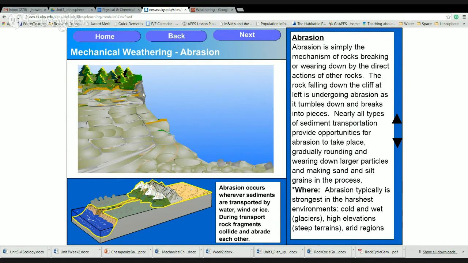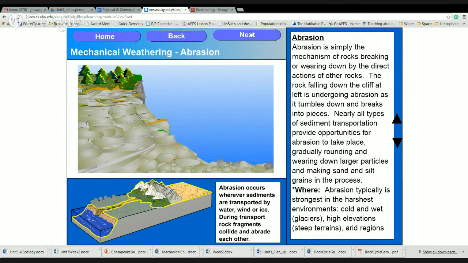So this occurs in harsh environments, such as high elevations where the peaks are exposed to winds, windy areas, arid regions like the desert where there's pretty high wind, river corridors where you have a lot of water rushing by, and tidal areas where you have the waves crashing.